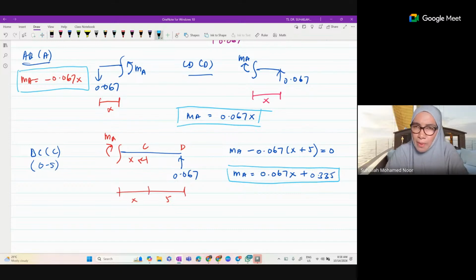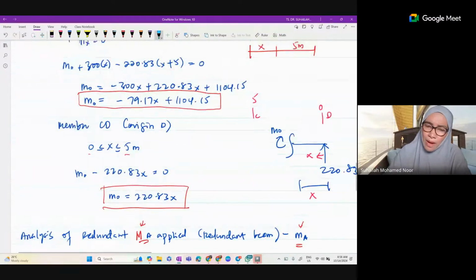Okay, analysis of primary beam, analysis of redundant beam. So we actually calculate the reaction in order to have the moment equation. So the step of calculating the reaction, we actually do it because we want to write the moment equation. Because without the reaction, we cannot write the moment equation for a simply supported beam. That is why we calculate the reaction. Okay, do you see what I mean? Do you get what I mean?